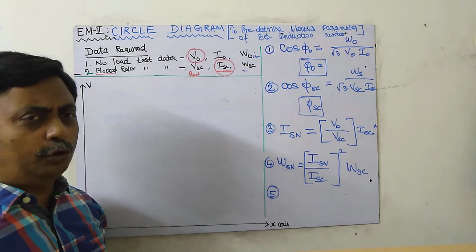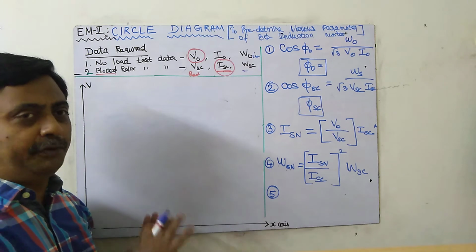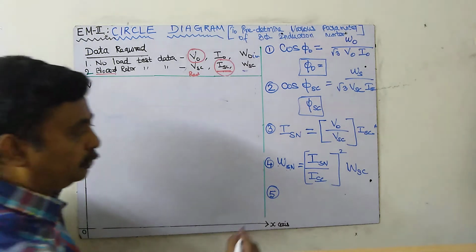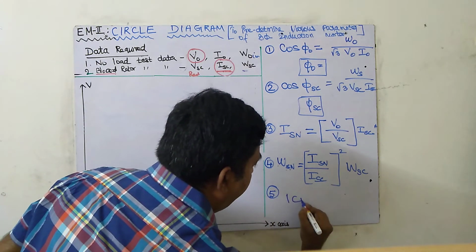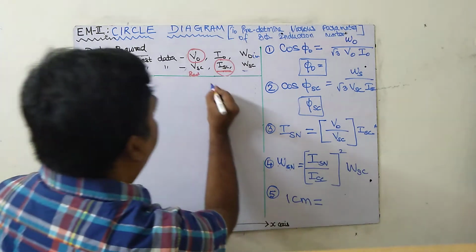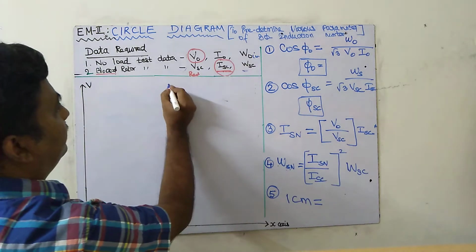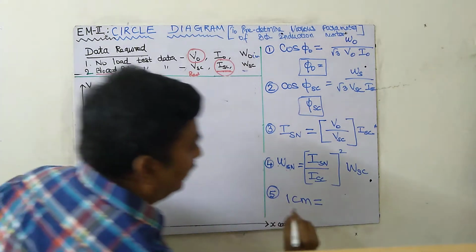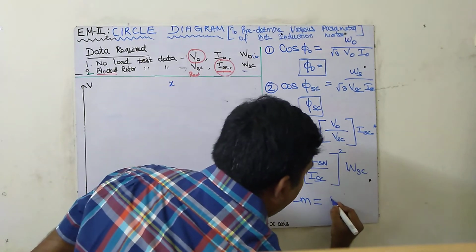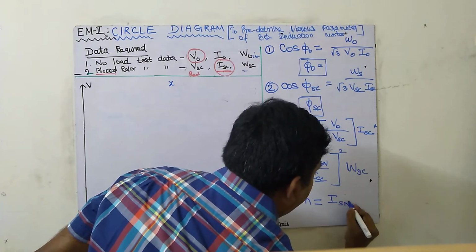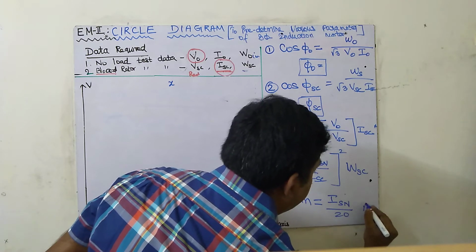In the current scale, how to choose means, actually we have to choose by different methods. I have a simple method. How to choose the current scale: 1 centimeter equal to current scale 1 centimeter. Here I will write, this is the graph, x-axis 1 centimeter equal to how much? A simple method: ISN divided by 20 amps. This is the simple way.